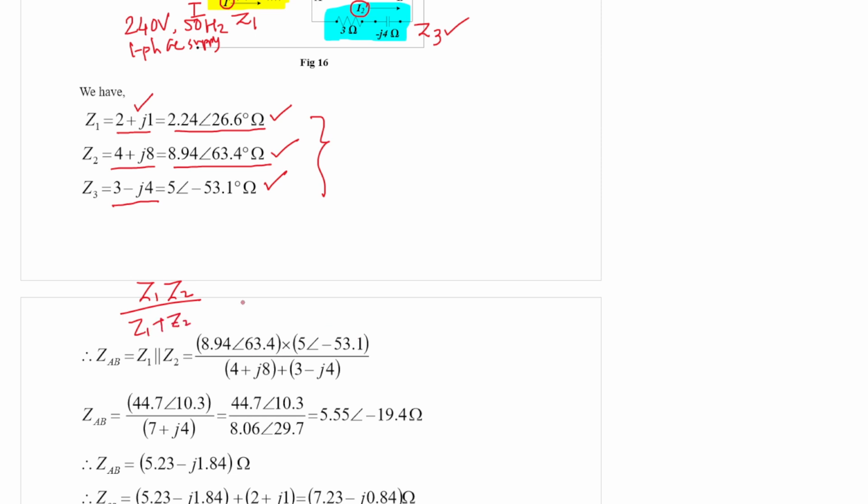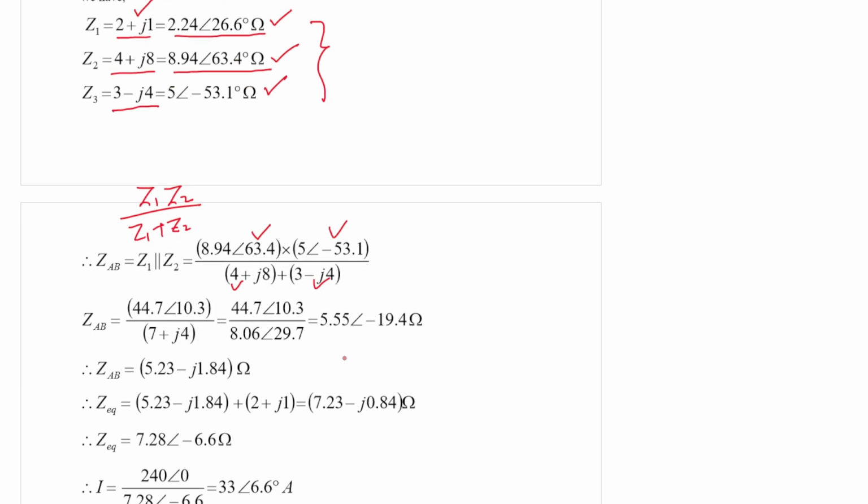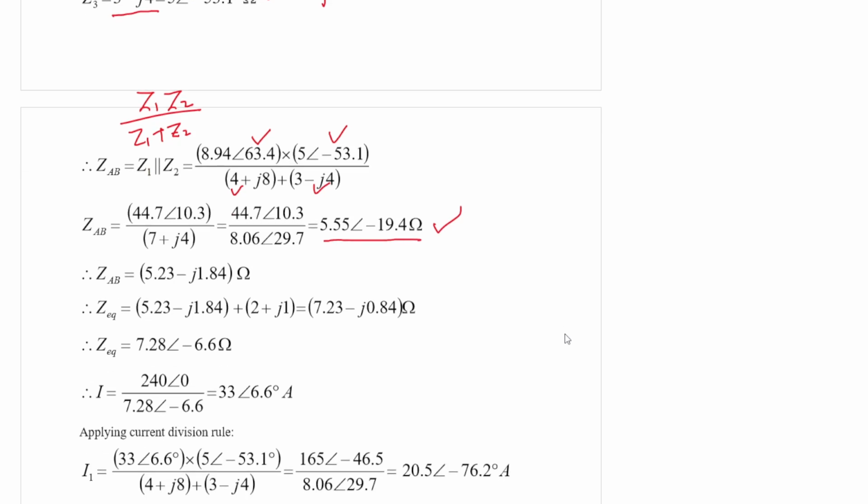If you solve this, now for the product we use polar forms, and for the summation we use Cartesian forms. So if you solve this, ZAB will become 5.55 at an angle minus 19.4. Therefore, expanding in the Cartesian form, ZAB is 5.23 minus J 1.84 ohm.